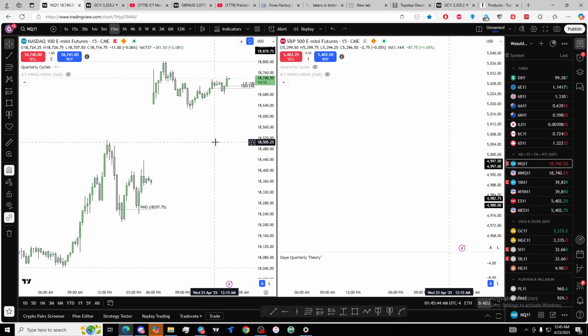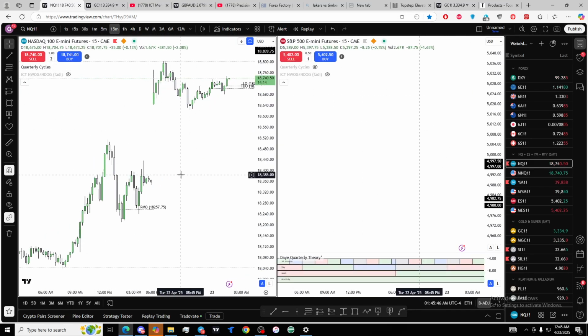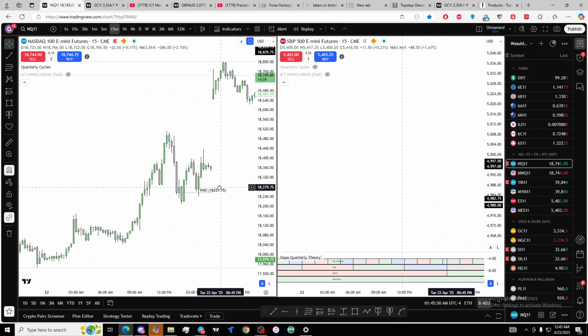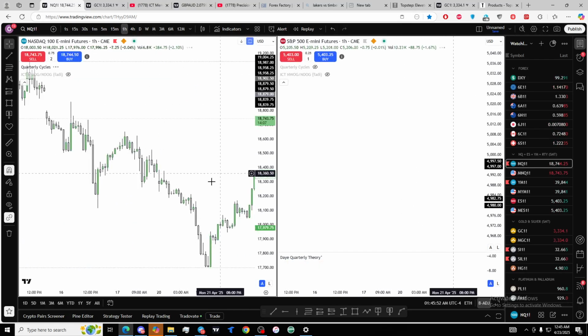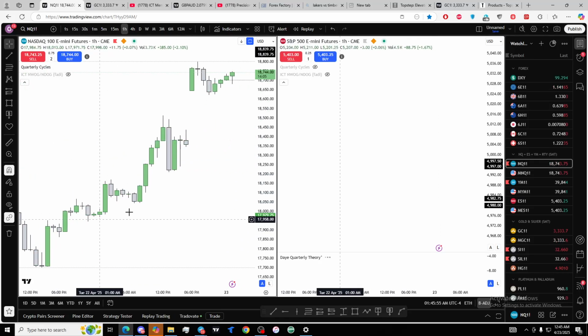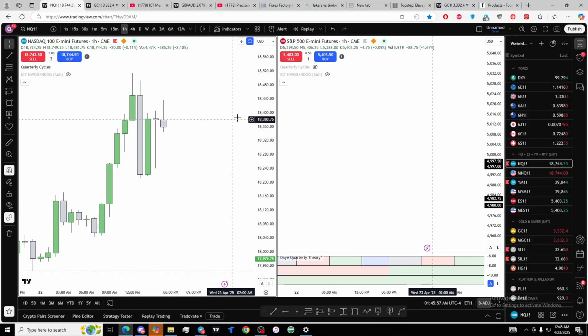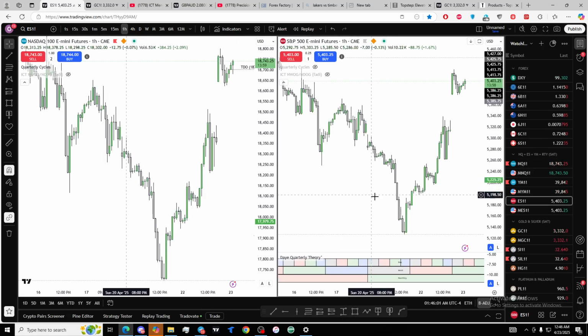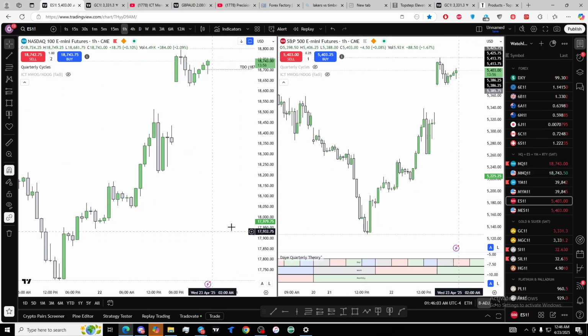First, you find fair value gap. Second, you find SMTs. Third, you find the change of state, and then you enter. The trade I took earlier today before Top Step decided to close my trade.